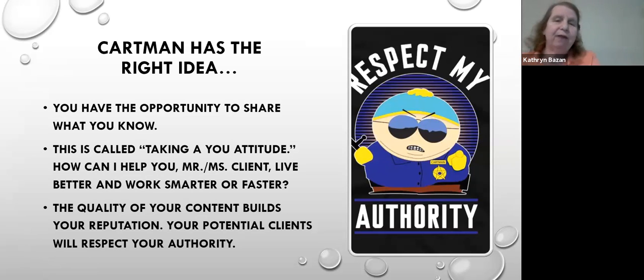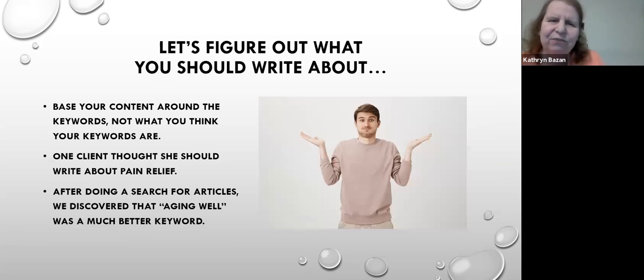For those of you who've ever watched South Park, you know that Cartman has the right idea, but he's going about it wrong when we're talking about social media. Cartman, through force, is saying, respect my authority. What I want you to do is become Wilson, to become an authority, but you're doing it because you're sharing information with friends, not because you're clobbering them over the head. Okay, so let's figure out what you should write about.